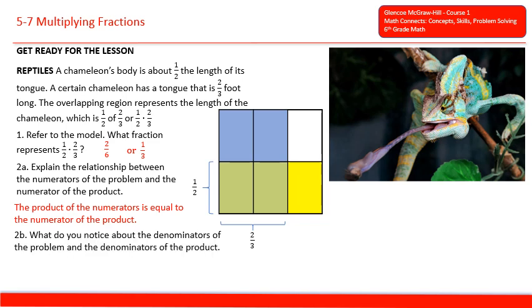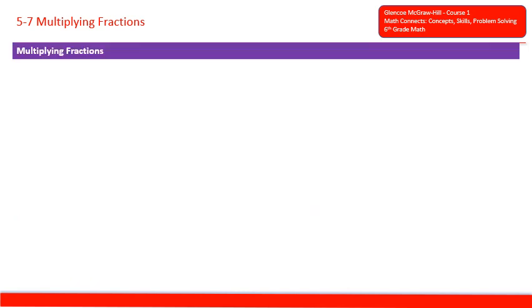What do you notice about the denominators of the problem and the denominators of the product? The product of the denominators is equal to the denominator of the product. So all that means is we're going to multiply the denominators and we'll get the denominator of the product. Multiply the numerators and then multiply the denominators.